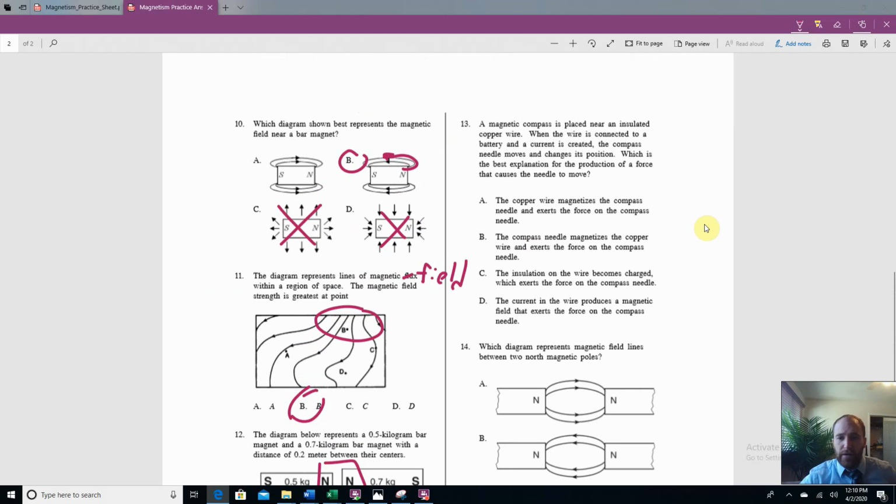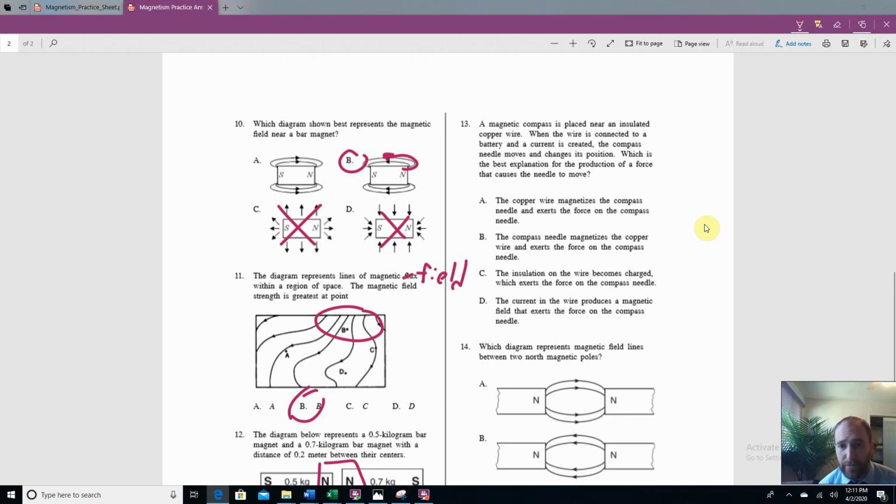Two more. A little wordy here. A magnetic compass is placed near an insulated copper wire. When the wire is connected to a battery and current is created, the compass needle moves and changes its position. Which is the best explanation for the production of a force that causes the needle to move? I'm hoping this sounds familiar from one of the videos you watched during the note packet. It was one of the videos I assigned where you had the wire, and then we connected the battery, and the compass next to it changed direction.